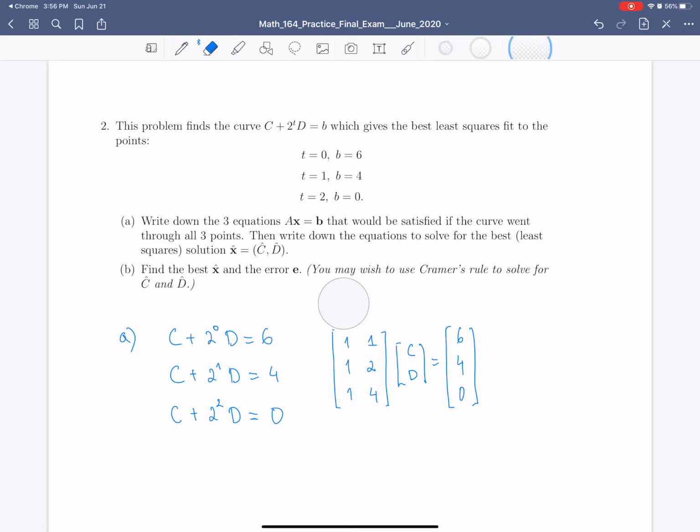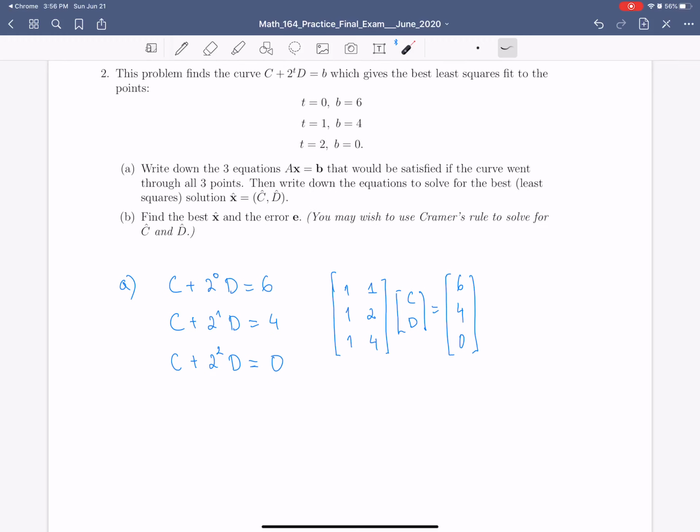During test number 3, some of you switched the columns here. So you wrote 1, 2, 4, and then 1, 1, 1. Essentially what you did was you switched these two, and therefore, you switched these two. I just want to point out that that's equally okay, except that your solution x hat will be flipped. The places will be replaced. But ultimately, it would be the same curve, as long as you don't call this a C, sorry, this a D. It's okay, because we need to know exactly what these coefficients represent. Okay, so that's the system.